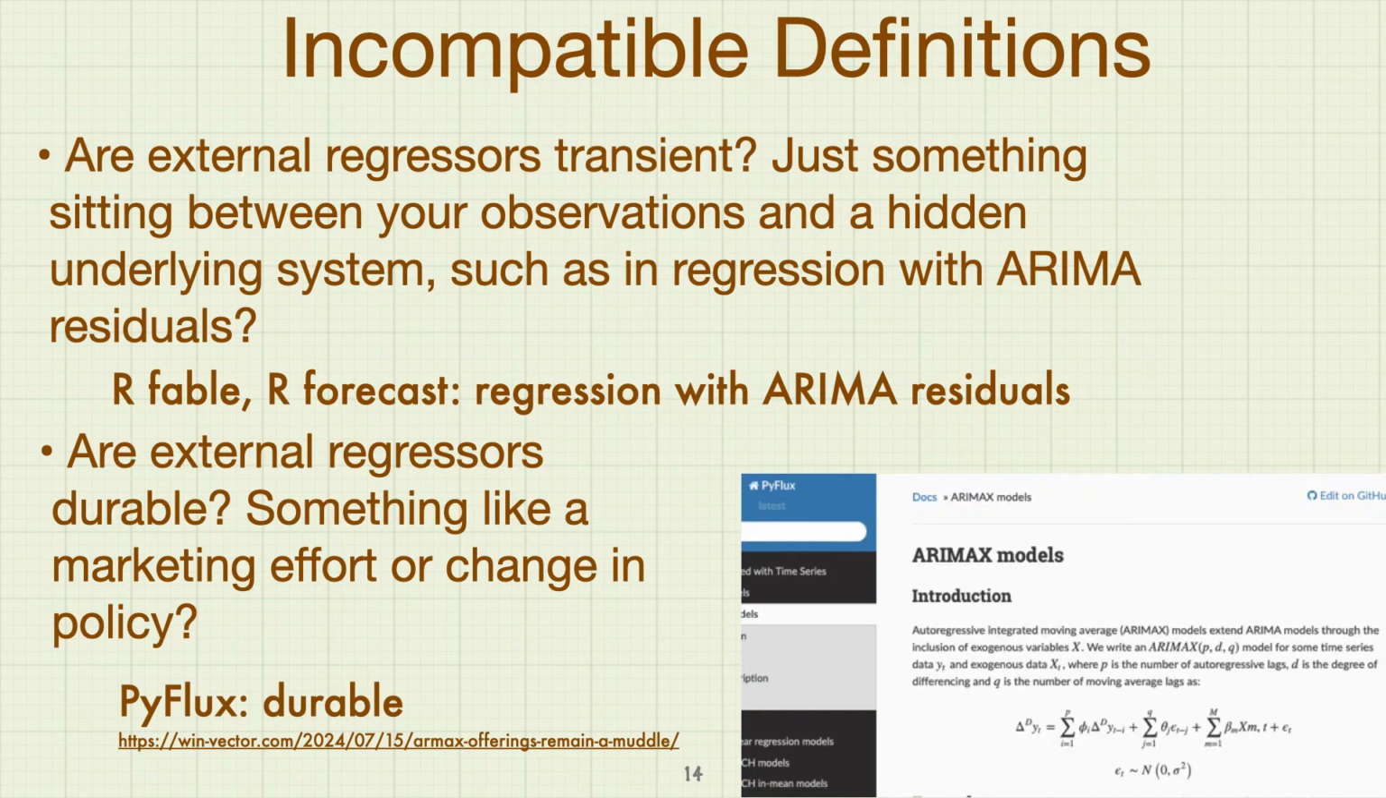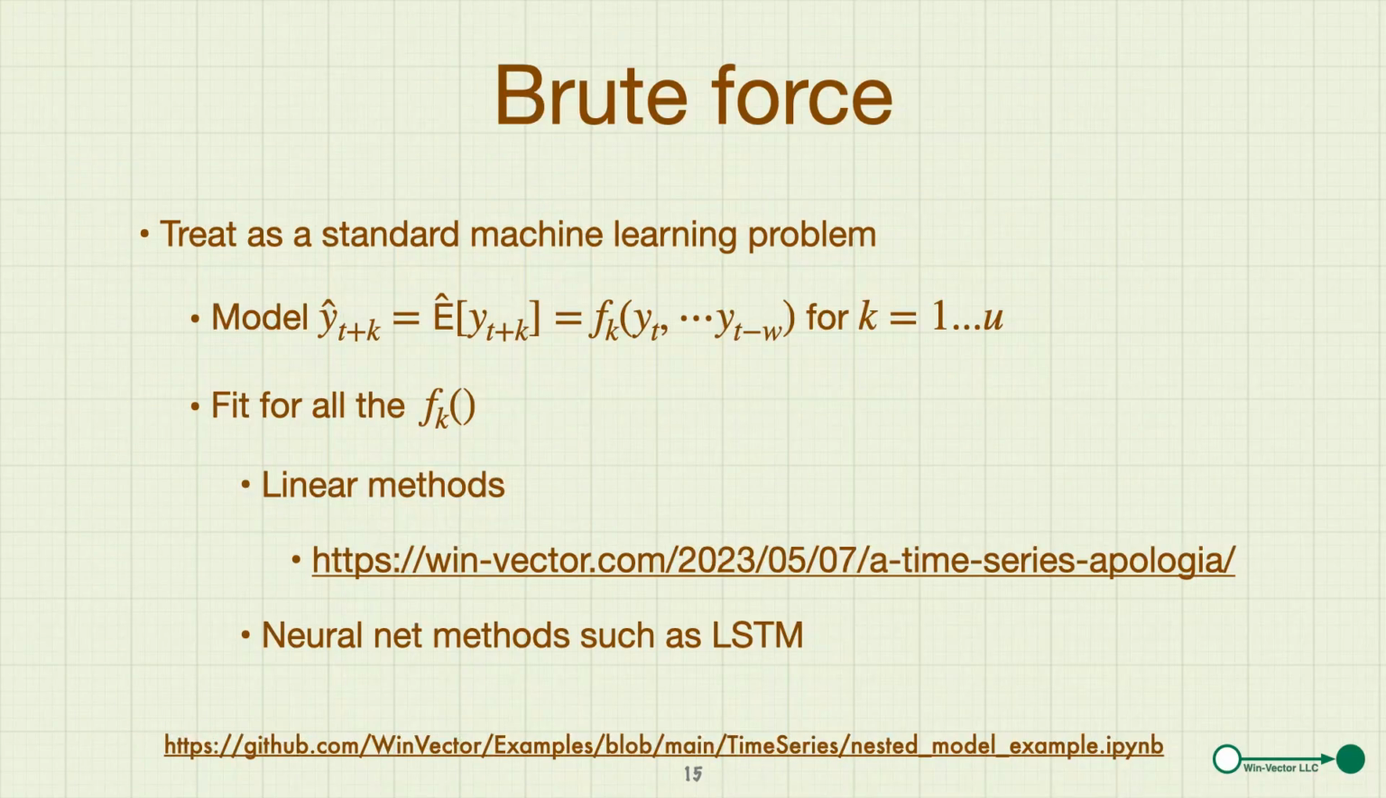So this would be stuff for studying policy, like introduction of seatbelt laws or catalytic converters. So econometrics might prefer this system, whereas sales, we'd prefer regression with ARIMA residuals. This will make clearer when we get to our main equation system. The other families of methods are the so-called brute force methods.